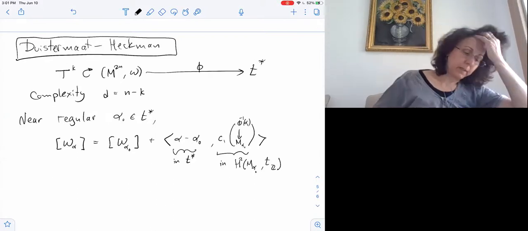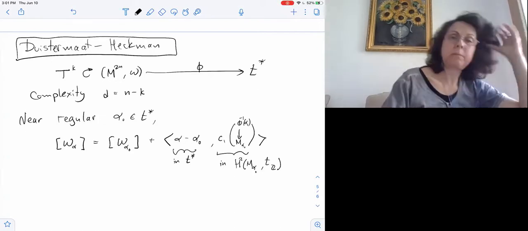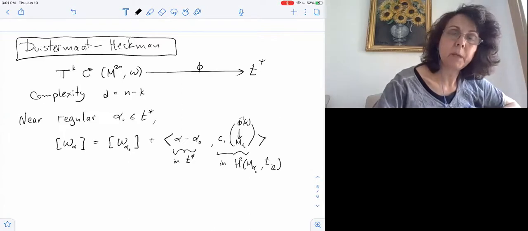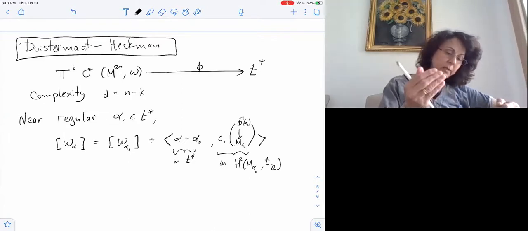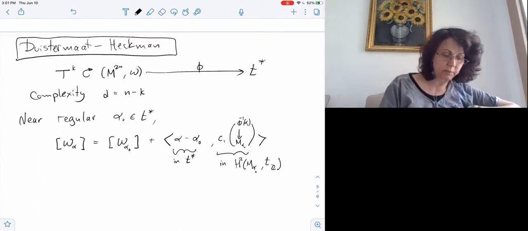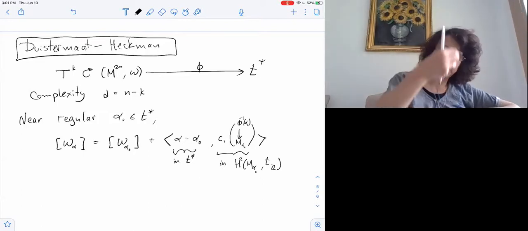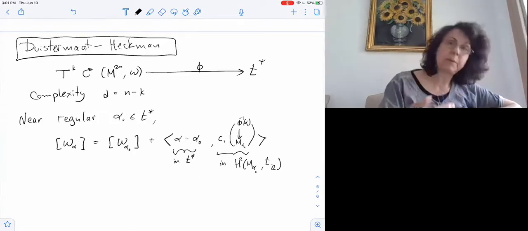So somehow the Duistermaat-Heckman measure. Oh, I'm not yet there. I didn't yet explain the measure. But somehow this class tells you how this variation of the cohomology class of the symplectic structure on the reduced space tells us the topology, the twistedness of the level set above the reduced space.